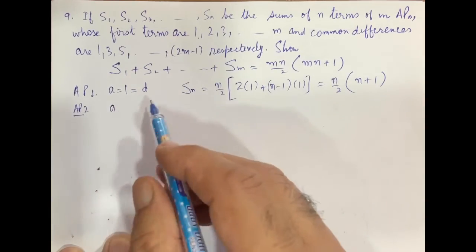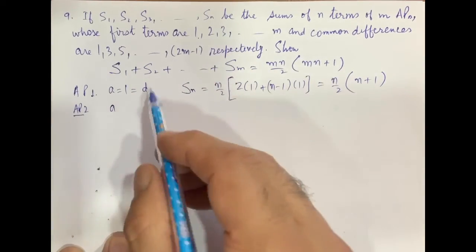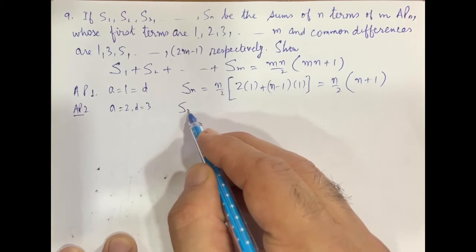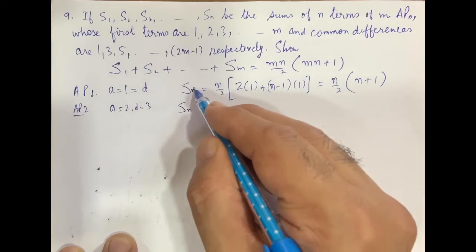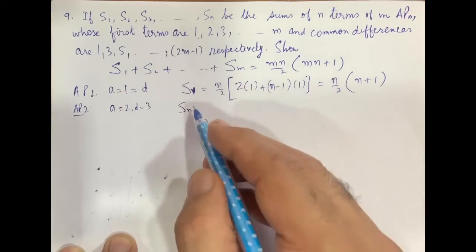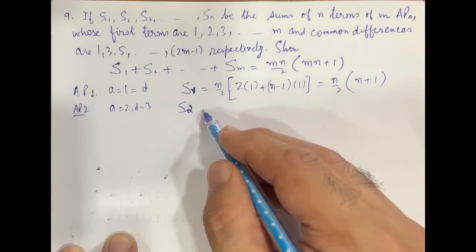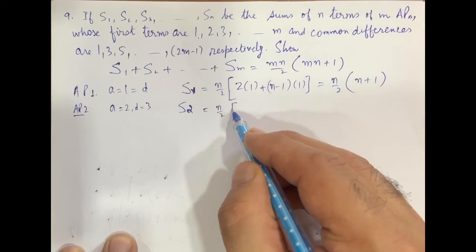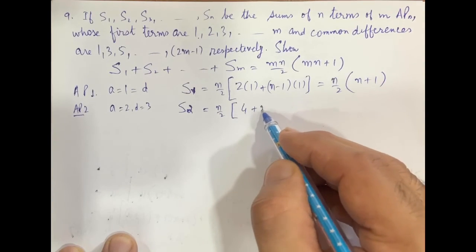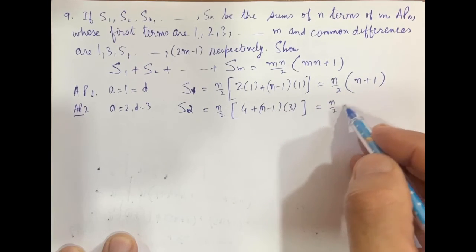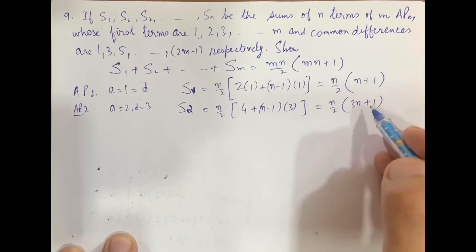We have second AP. First term is 2 and the common difference is 3. Sum of n terms of this: this is S1, sum of n terms of first, and this is S2, sum of n terms of second. That's n by 2, 2A, that's 4, plus (n minus 1) into D is 3. That's n by 2, (3n plus 1).